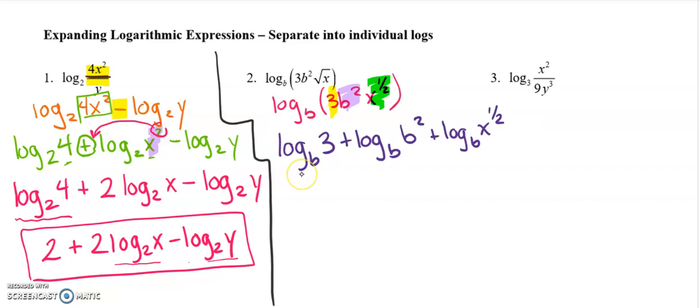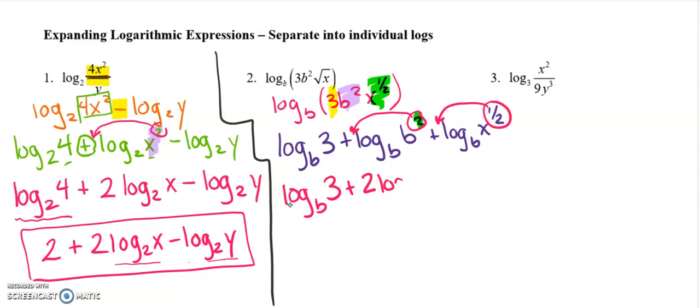Then what? Nothing I can do with the first piece. The second piece, I have an exponent up here, so that needs to get moved to the front. And the same with the 1/2 gets moved to the front. So we'll get log base b of 3 plus 2 log base b of b plus 1/2 log base b of x.